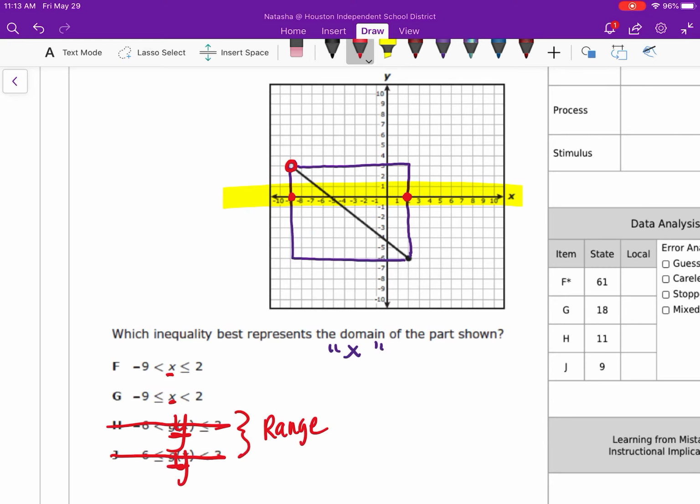Because this circle here is open, that means that it's not included at -9. So that means it needs to be a less than symbol, like in our answer choice F. And then at 2, this is a closed circle, so that means that 2 is included, which means less than or equal to. So G is not our answer choice. All right, see you later.